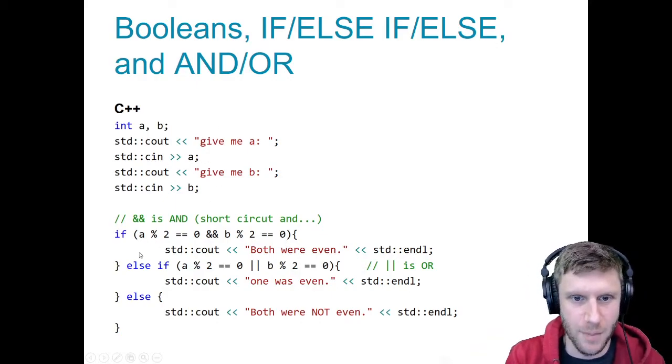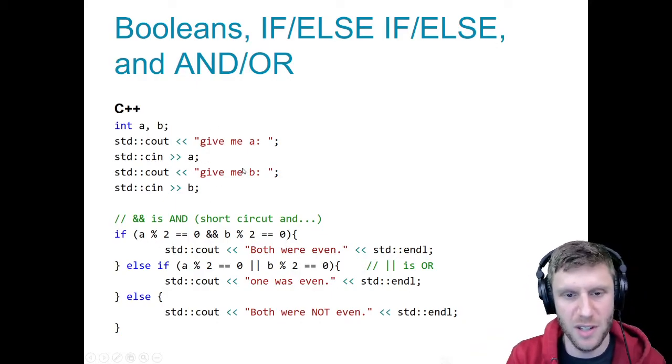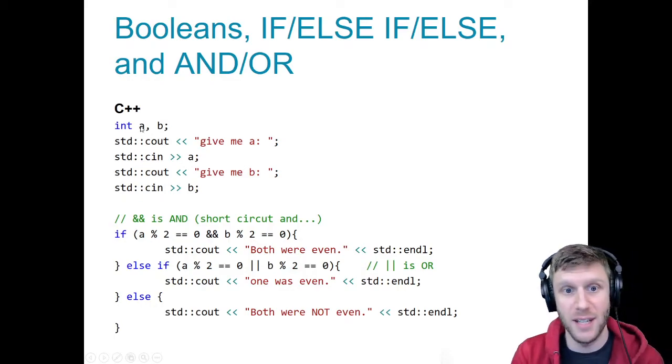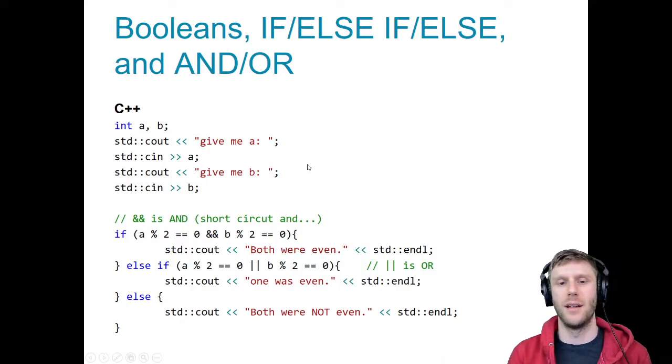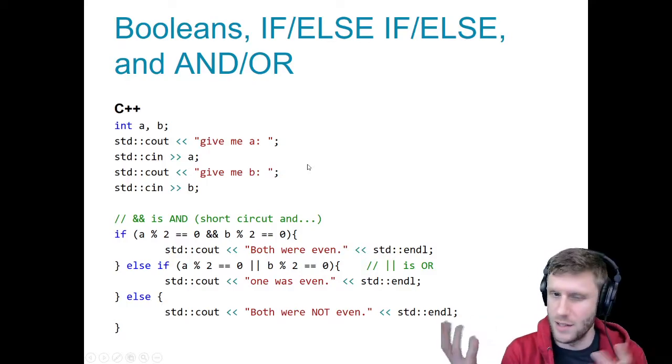The variable a, b, percent, that's the mod, equals equals, that's to check equivalency. Remember, a single equals is an assignment, double equals is a question, it's asking are these values equivalent?